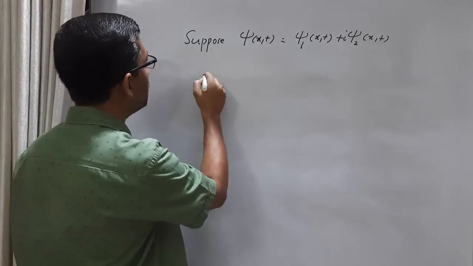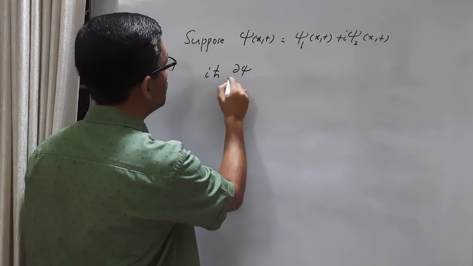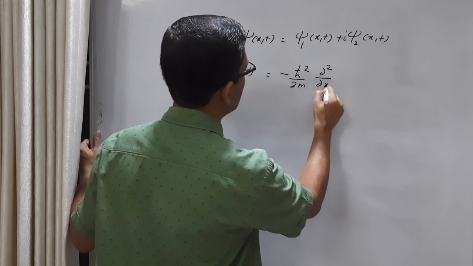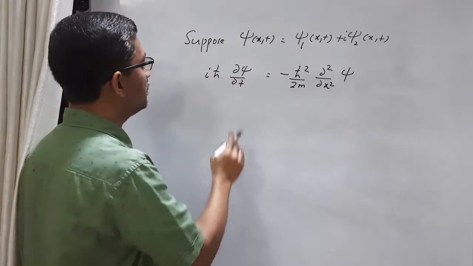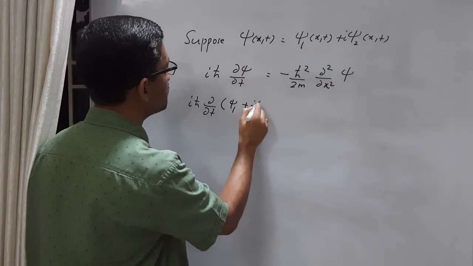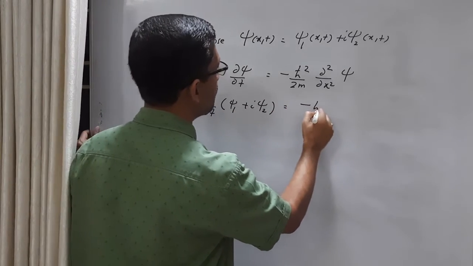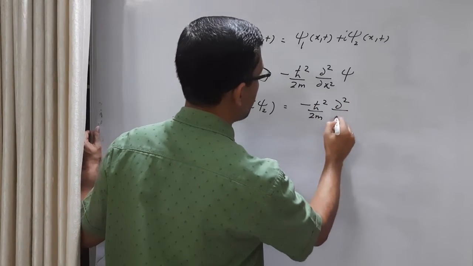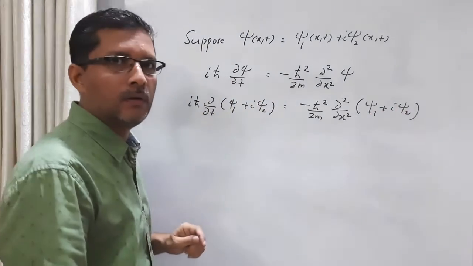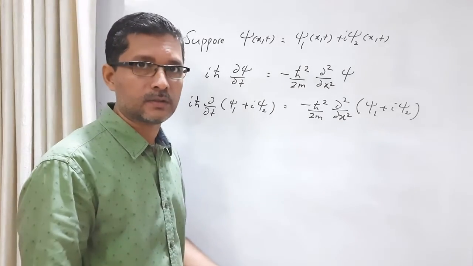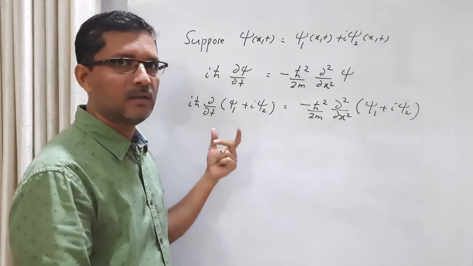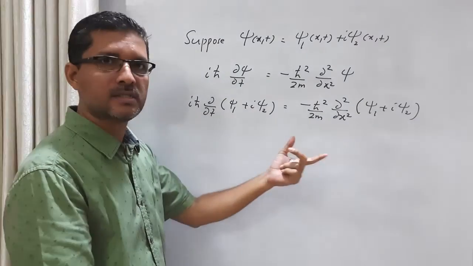We know that the free particle Schrodinger equation is i h cross del by del t of psi equals minus h cross square by 2m del square by del x square of psi. This is the free particle Schrodinger equation. Suppose instead of psi, we substitute this psi 1 plus i psi 2 here. Then what are the equations of psi 1 and psi 2, these real functions? There are real terms on both sides, and imaginary terms on both sides. So let us equate real parts and imaginary parts.